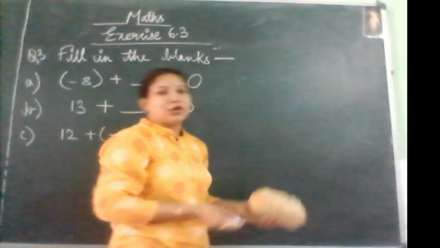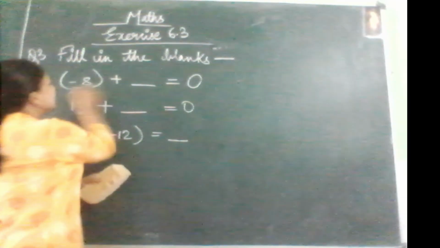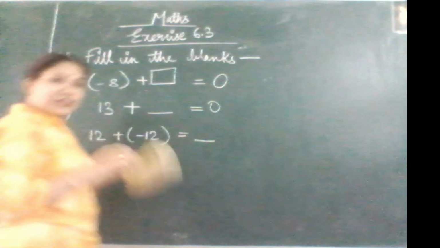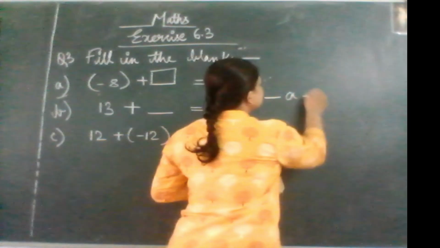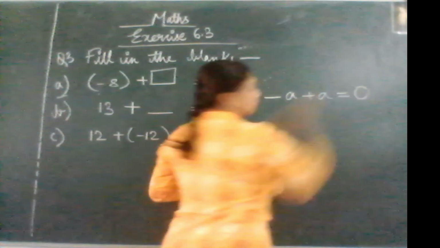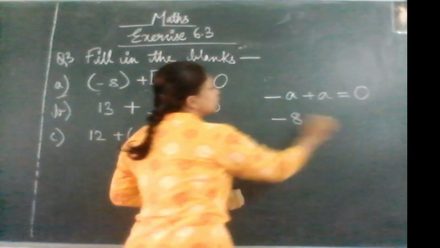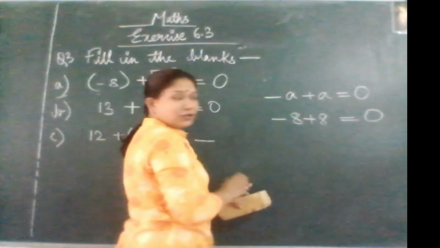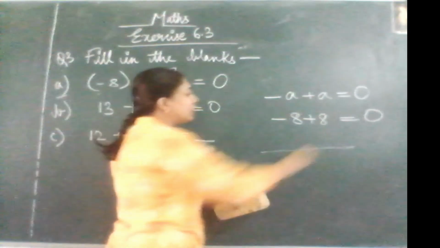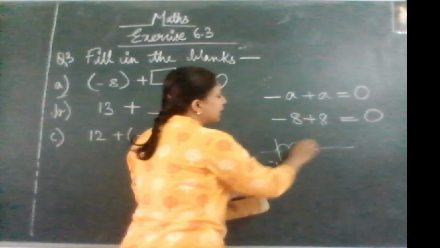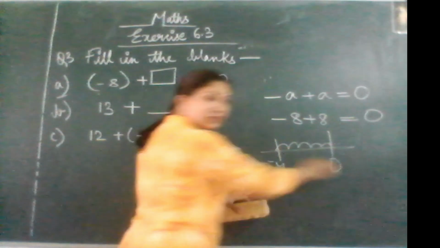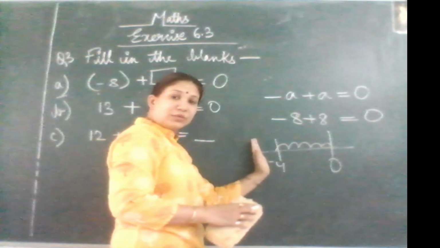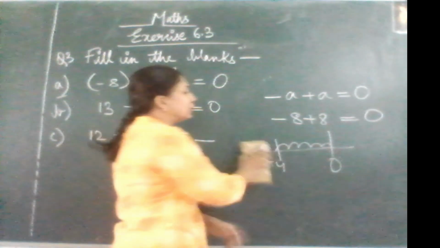So now let us solve the third question. This is minus 8 plus one number is missing, should be 0. So just now we have learned that minus a plus a equal to 0. So here what is that? Minus a. So when you will get 0? When you add plus a to this. Yes or no? You remember the example of a number line? When you start with minus 4 and again you move back 4 steps and you reach 0. Same way here also you start with minus 8 and move from minus 8 towards the right hand side to plus 8, you will get 0.